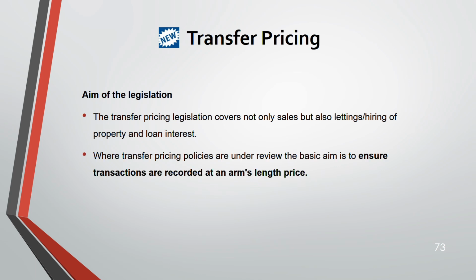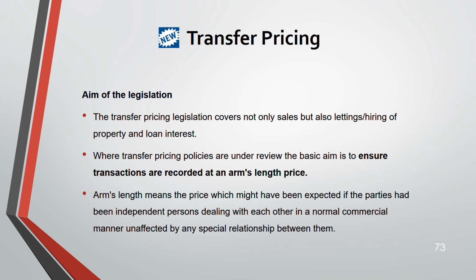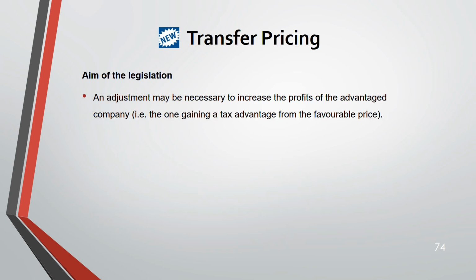When transfer pricing is under review, the basic aim is to ensure that your transactions are recorded at an arm's length price. Arm's length means the price which would be expected if parties were independent persons dealing with each other in a normal commercial manner, unaffected by the special relationship between them. Now you have to make an adjustment. An adjustment may be necessary to increase the profit of the advantaged company, so the one gaining a tax advantage from the favorable price.